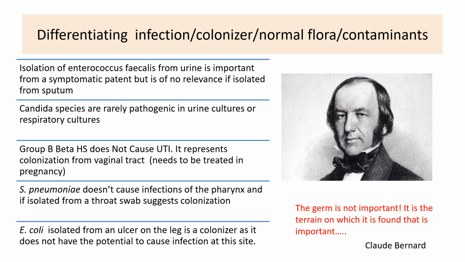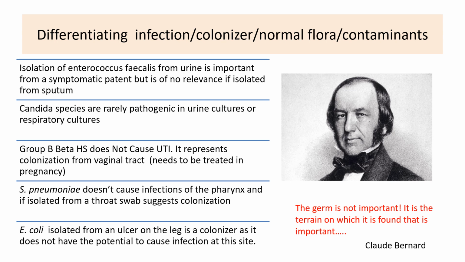How to differentiate infection, contamination, and colonization? For example, let us see. It is necessary to understand the habitat. Let us see the isolation of Enterococcus faecalis from urine. It is imperative to understand that Enterococcus faecalis from urine is important in a symptomatic patient, but is of no relevance if isolated from sputum.